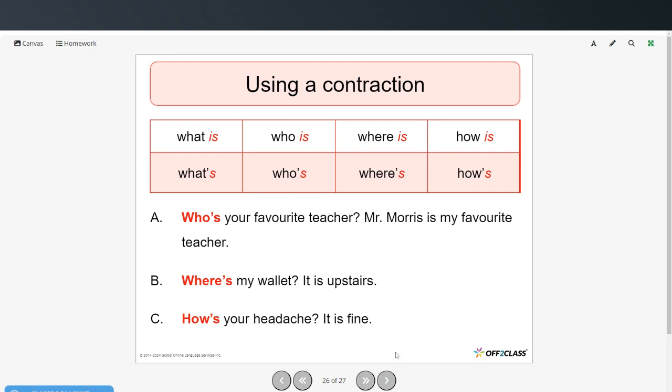Now we'll talk a little bit about contractions. If you want to contract what is, you can change that to what's. Who is, who's. Where is, where's. And how is, how's. So who's your favorite teacher? Mr. Morris is my favorite teacher. Where's my wallet? It is upstairs. How's your headache? It is fine.